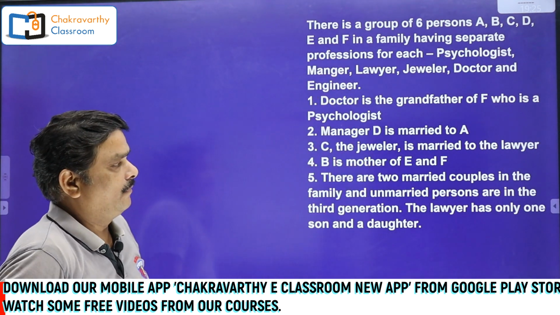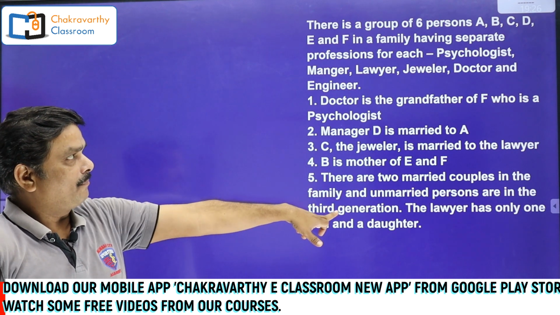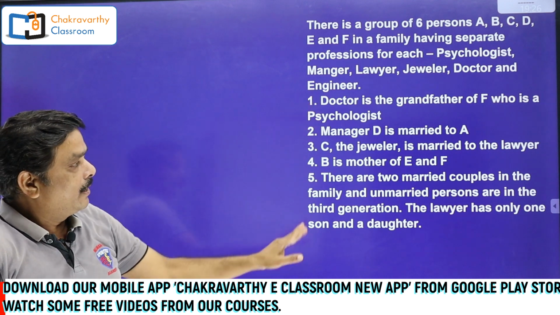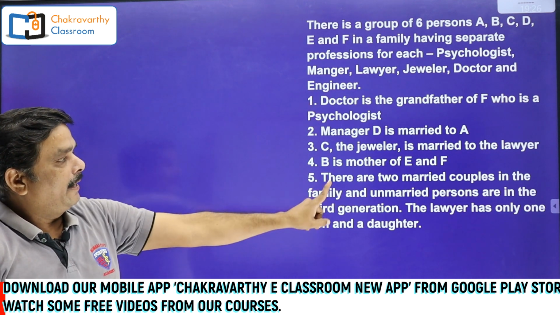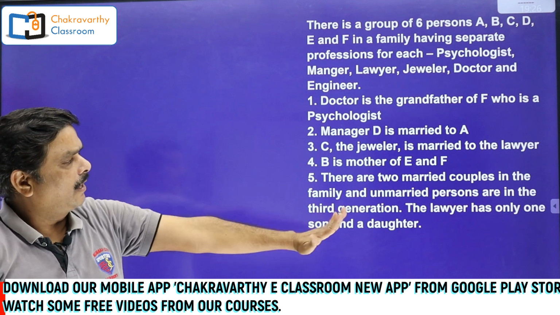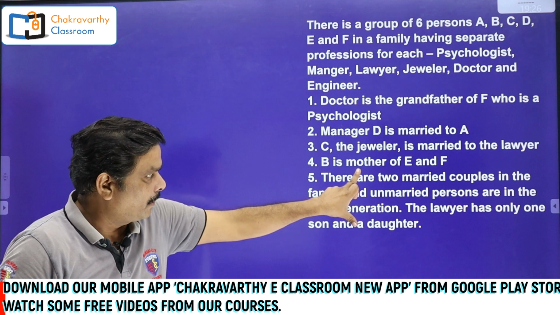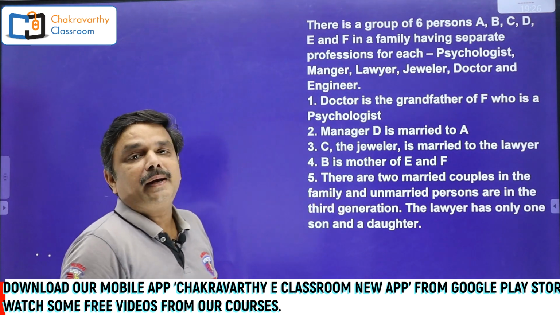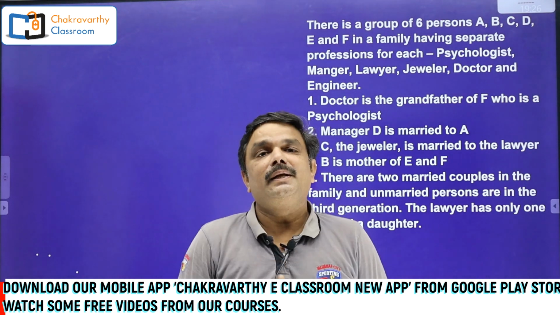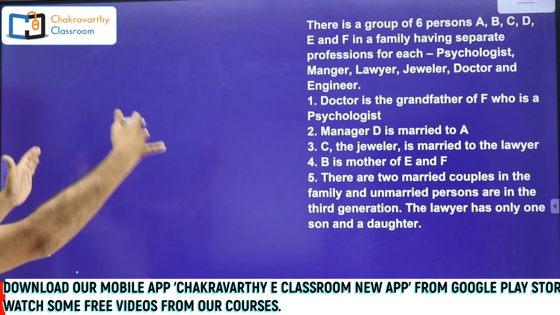In the last one they have given very clearly, there are 2 married couples in the family among the 6 persons, and unmarried persons are in the 3rd generation. Then they have given that the lawyer has only 1 son and a daughter. Let's keep this information aside but focus on this one: there are 2 married couples and unmarried persons are in the 3rd generation. Let us start this one. Now you have a clear idea how to draw the chart.